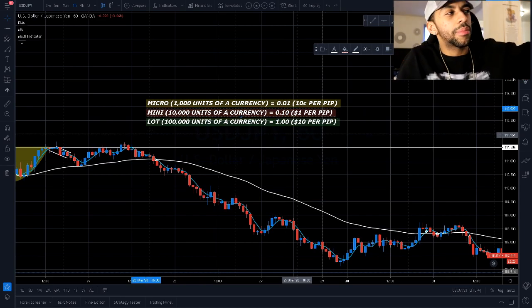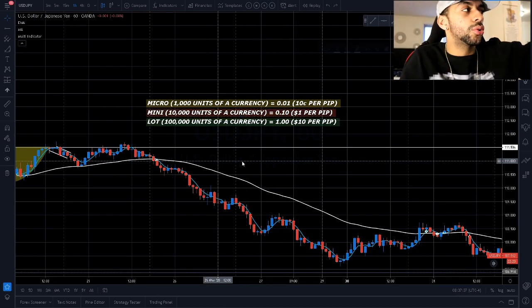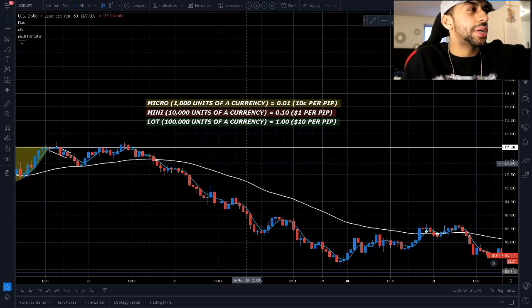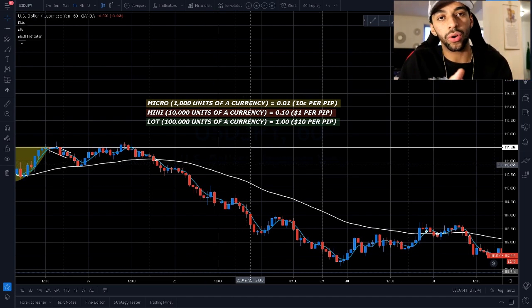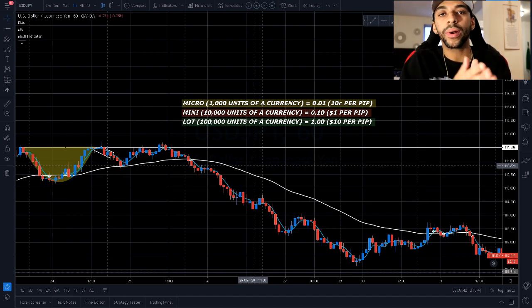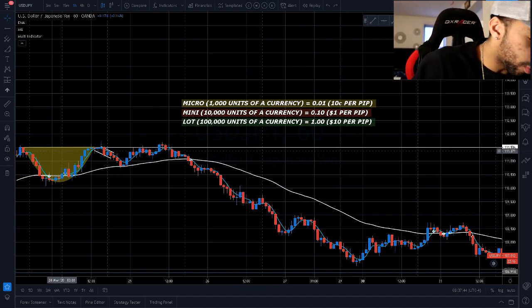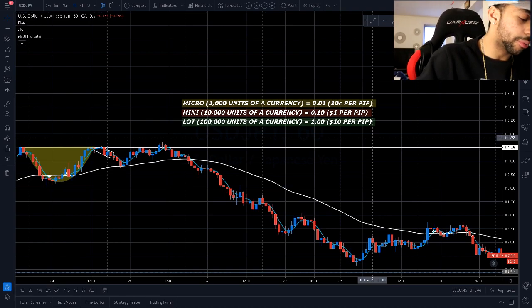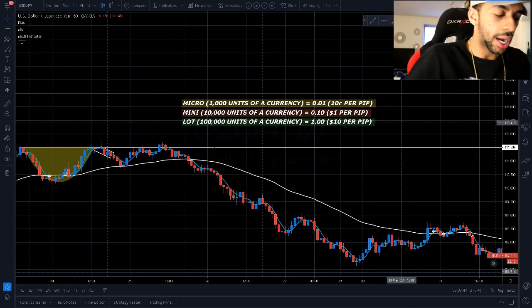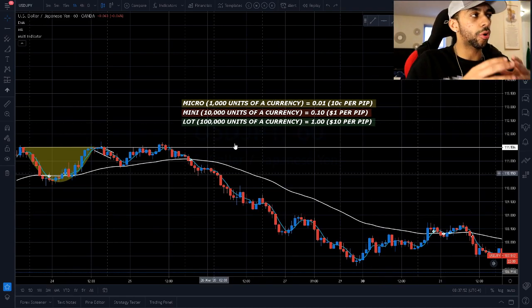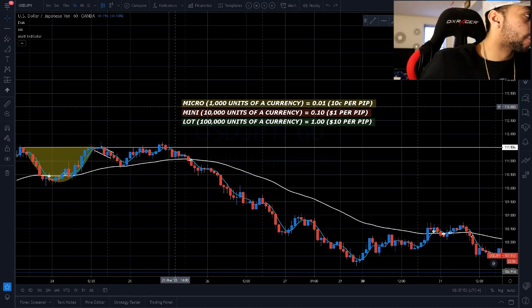Number one is going to be the micro, number two is going to be the mini, and number three is going to be the lot, or the standard lot, or the full lot, whatever you guys want to call it. Now, when you're trading, lot sizes are pretty much just the total number of units that we trade in the market per pip. So very simple.